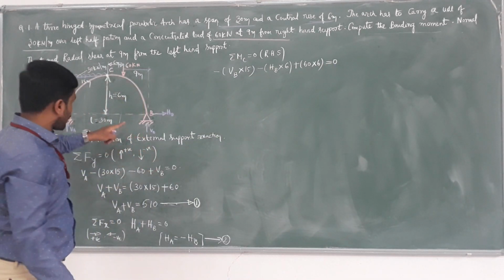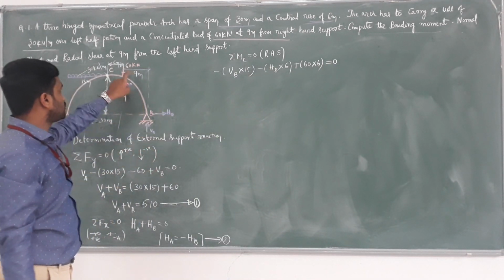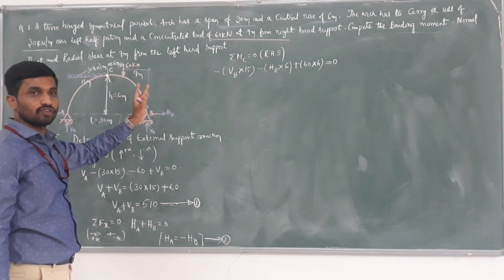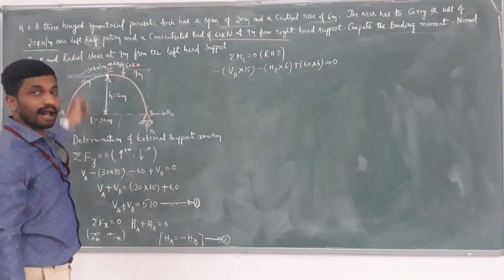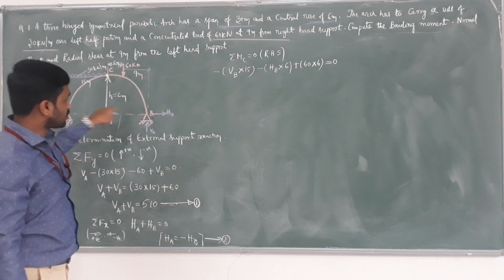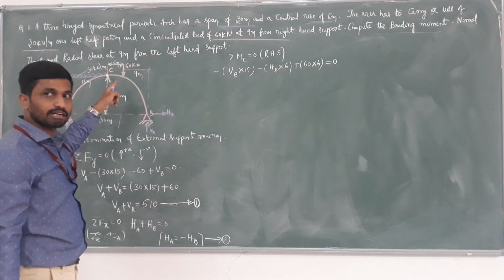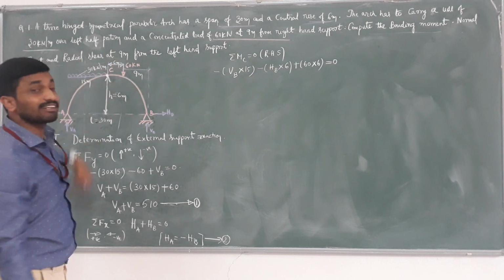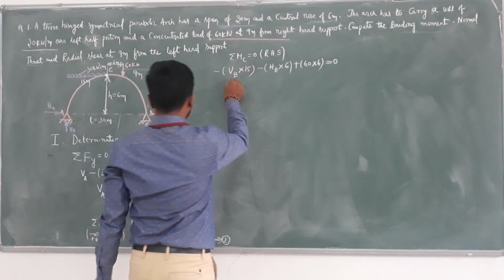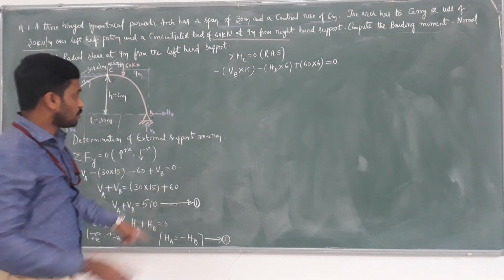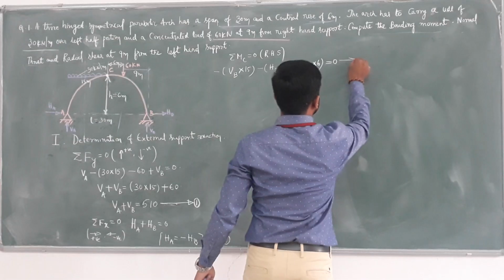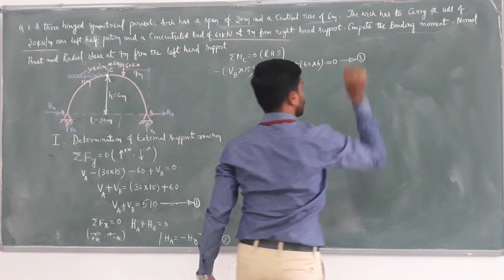Please observe here, we are getting VB, HB, 60, only 3 forces into perpendicular distance. This VB is rotating in anti-clockwise direction, this HB is also rotating in anti-clockwise direction, but the 60 rotates in clockwise direction. Finally, we don't know the VB value, right? So we take this as equation number 3.